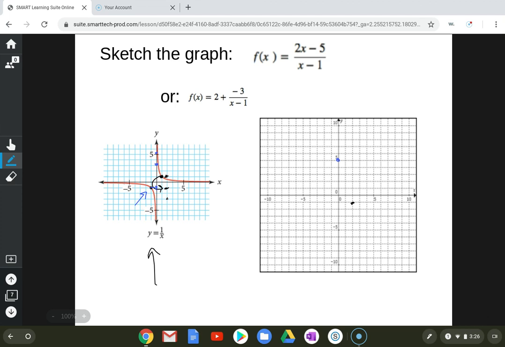Well, let's see how our vertical and horizontal asymptotes shift, and that'll help guide us. So our vertical asymptote shifted to the right one, so we now have a vertical asymptote at x equals 1. And our horizontal asymptote shifted up 2, so we have a horizontal asymptote at y equals 2. And now we have a point in each of these regions. Without making it absolutely perfect, I'm just going to sketch roughly and follow those asymptotes. All right.